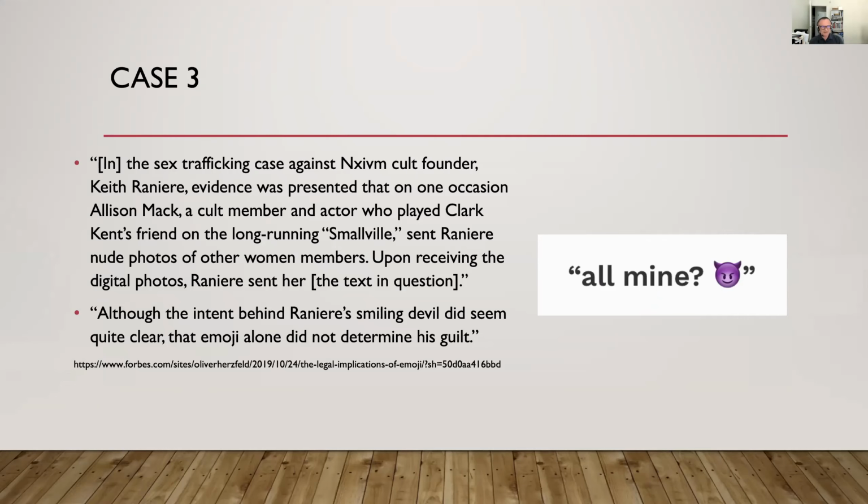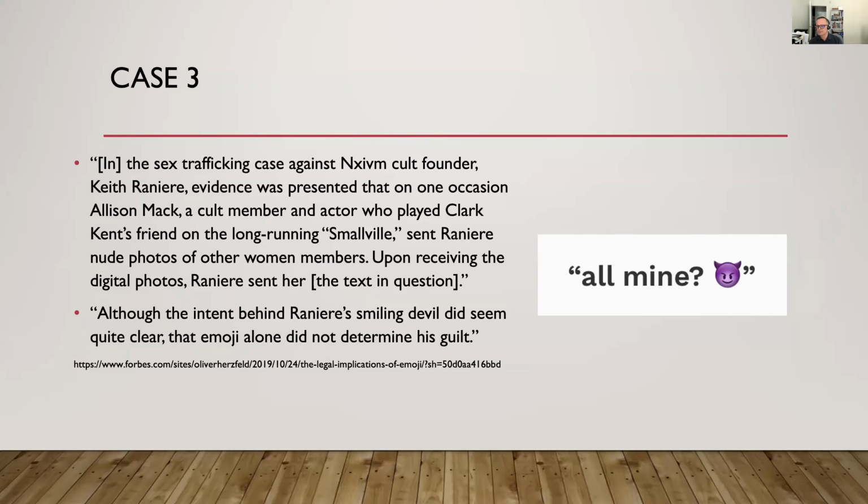In that case, evidence was presented that on one occasion, Allison Mack, a cult member and actor who played Clark Kent's friend on the long-running Smallville, sent Raniere nude photos of other women members. Upon receiving the digital photos, Raniere sent her that text. Although the intent behind Raniere's smiling devil did seem quite clear, that emoji alone did not determine his guilt, but it did play a role. And I think he ended up being charged with something like 120 years of prison time.